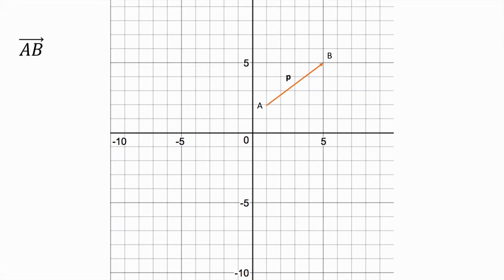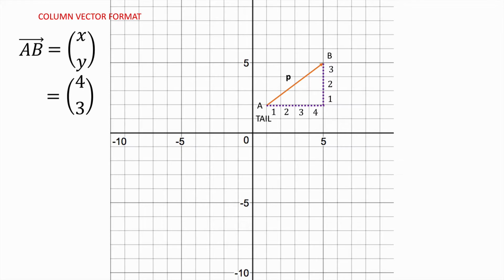Vectors are written as a column vector (x, y), where x is the horizontal distance from the tail and y is the vertical distance to the tip. So in this example, if we start at the tail, we move 4 units to the right and then 3 units upwards. This vector is (4, 3).